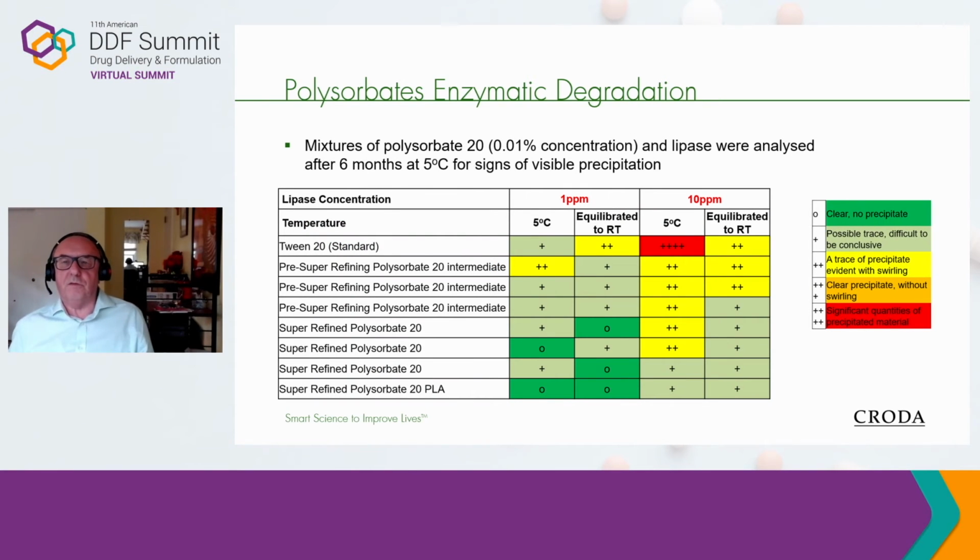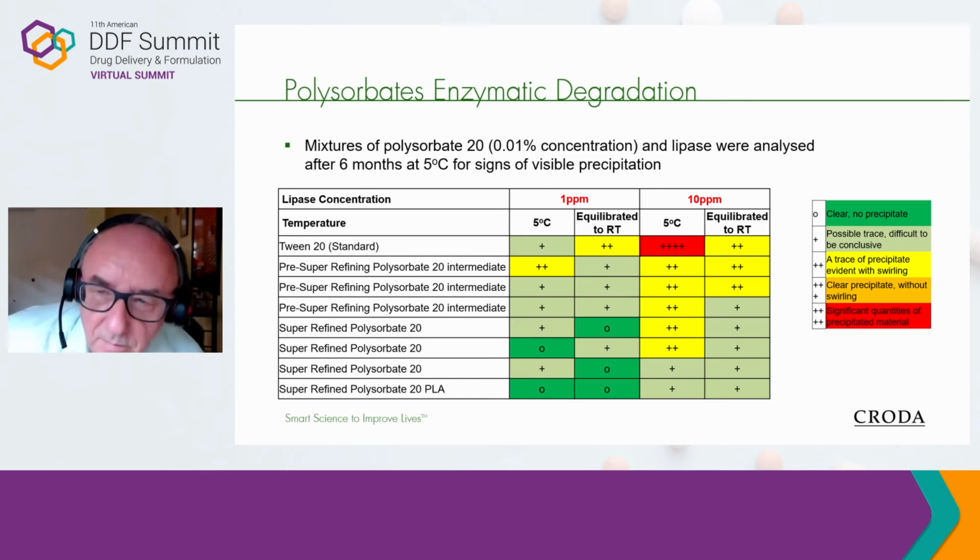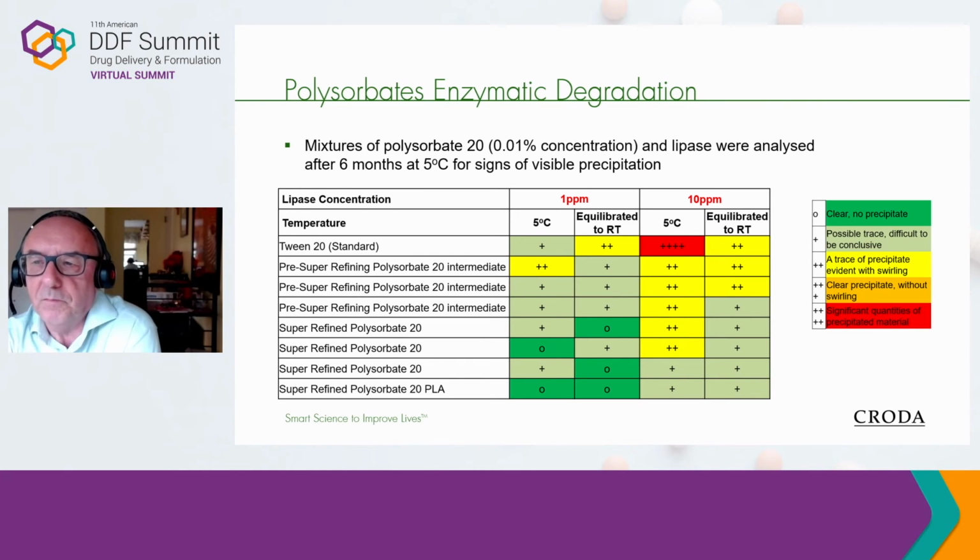Here we have the observations at 6 months for different polysorbate 20 grades. And as seen in the previous slide, the lipase will cause degradation, but the superrefined grade will reduce the time for the onset of this degradation to being visible. It's worth noting that material that is made prior to superrefining does show precipitation, and the worst precipitation is seen with the standard grades. As this is a visual grading system, there is some variation, as seen in some of the repeats, but generally the take-home message is that the superrefined materials are far superior in terms of eliminating this problem, or at least minimizing it.